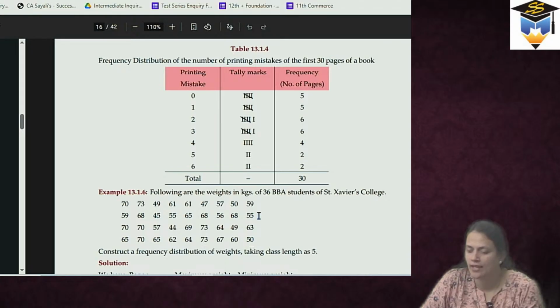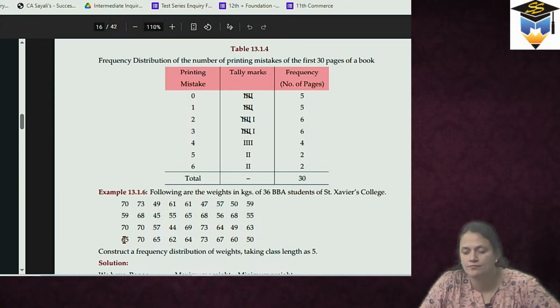58 है क्या? नहीं. 59 1 2. 60 एक बार. 61 2 बार. 62 एक बार. देन 64 2 बार. 65 2 बार. हाँ 3 बार. 65 यहाँ यहाँ और यहाँ पे. करेक्ट. देन 67 is for how many times? 1.